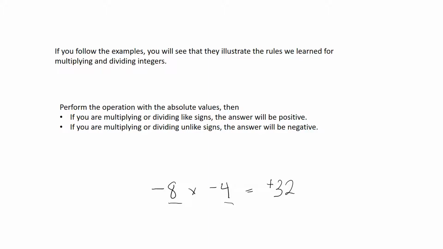So what we do is we multiply or divide the absolute values, and another name for absolute values is magnitudes. Just how big they are regardless of direction. And then we attach the correct sign to it. If we're multiplying or dividing like signs, then we get a positive answer. If we're multiplying or dividing unlike signs, then we get a negative answer.